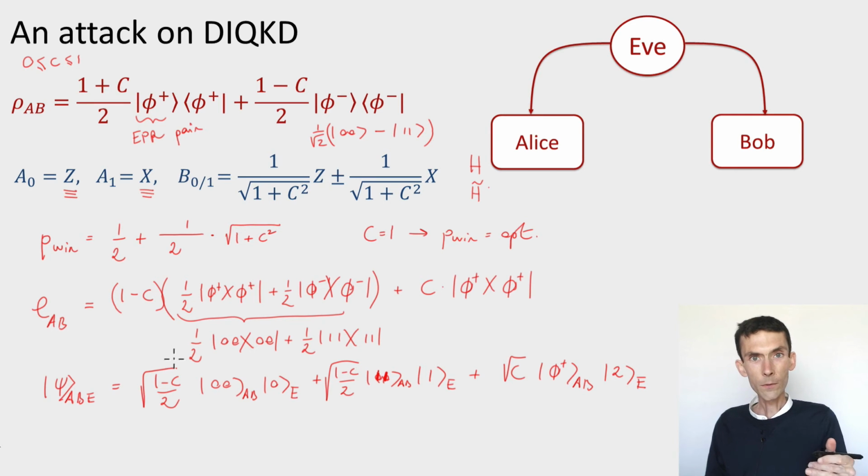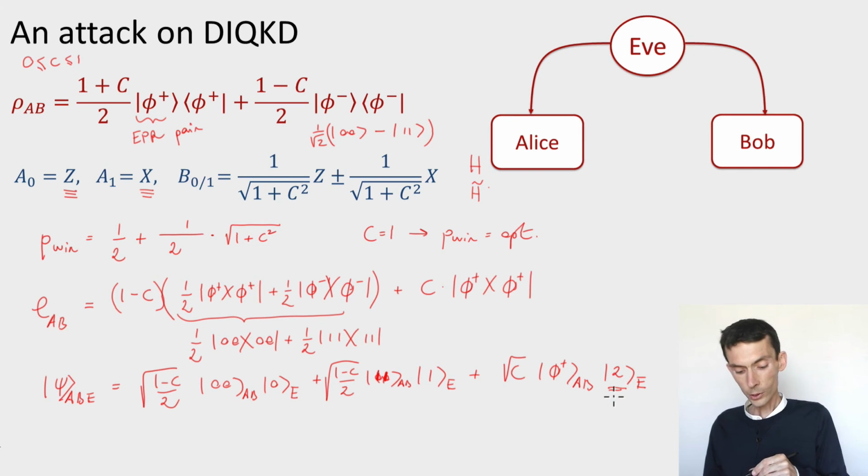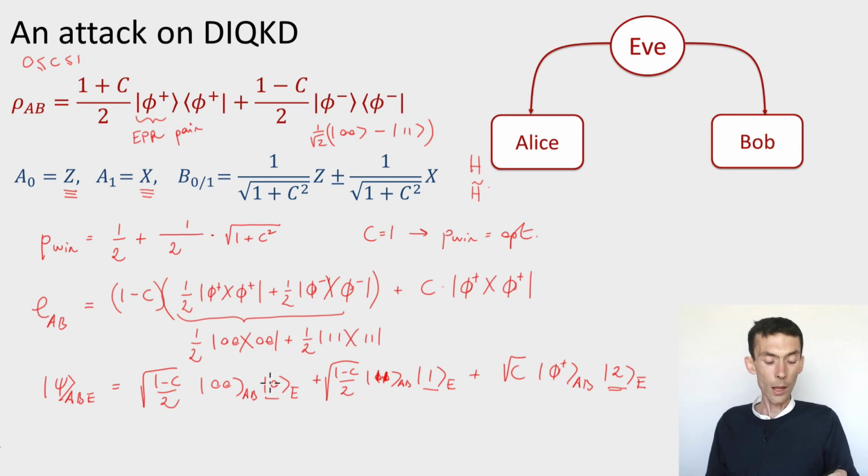And suppose that Eve measures her system in the X basis, conditioned on it not being a 2. So if she sees a 2, she throws it away. If she sees a 1 or a 0, then she guesses that Alice's output is a 1 or a 0. And this is going to be the case, because if Alice measures in X, she's going to get a 0 at the same time as Eve does, and a 1 at the same time as Eve does.